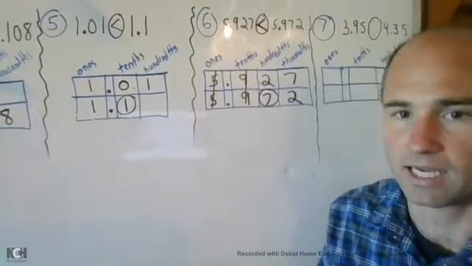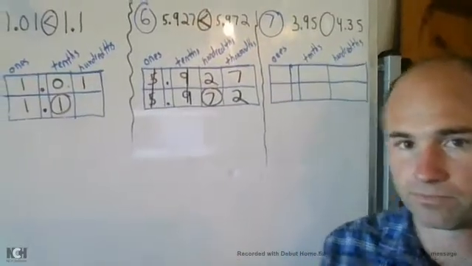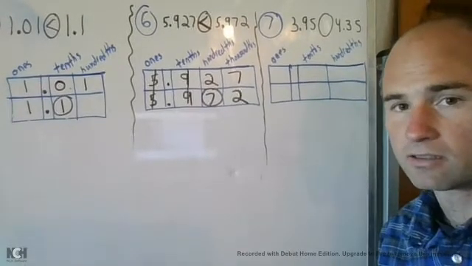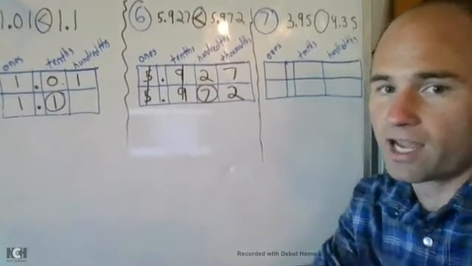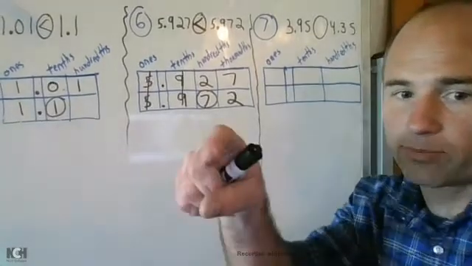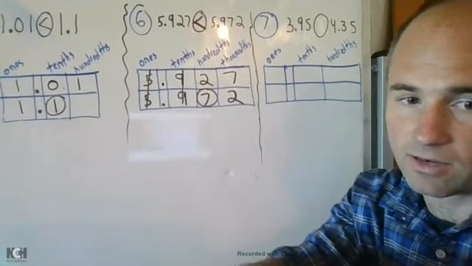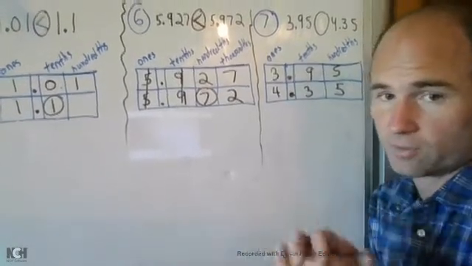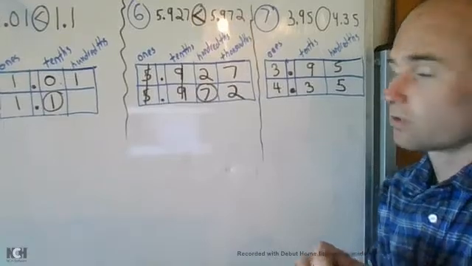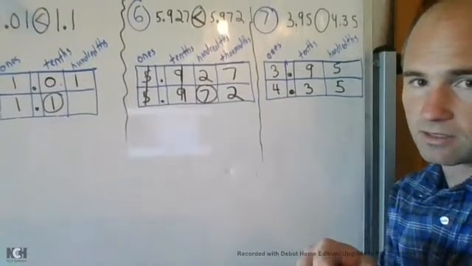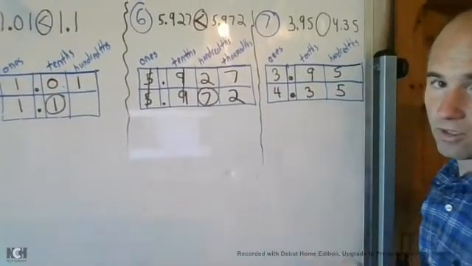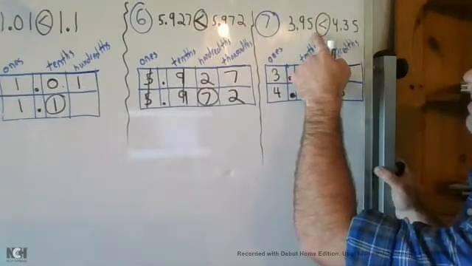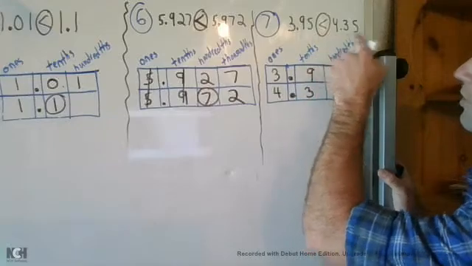And last but not least, 3 and 95/100 compared to 4 and 35/100. Hit the pause button and solve that one now. All right, another easy one. I mean, come on, which number is greater? 4 or 3 in the ones place? Obviously, it's going to be 4. So therefore, 3 and 95/100 is less than 4 and 35/100.